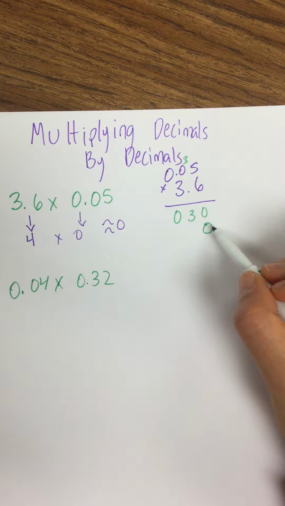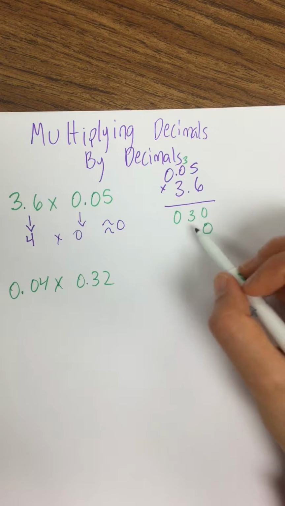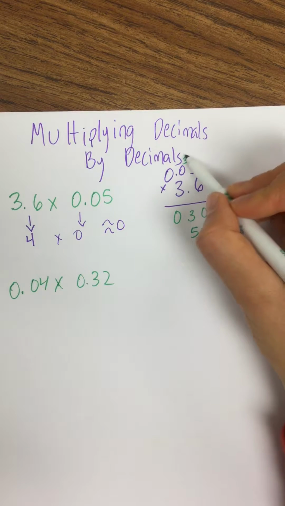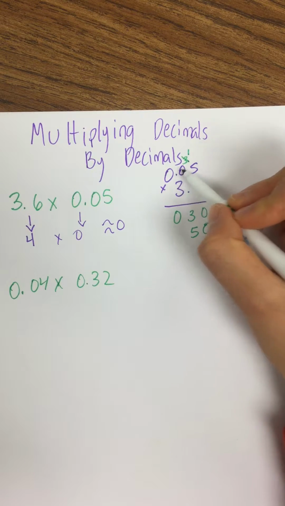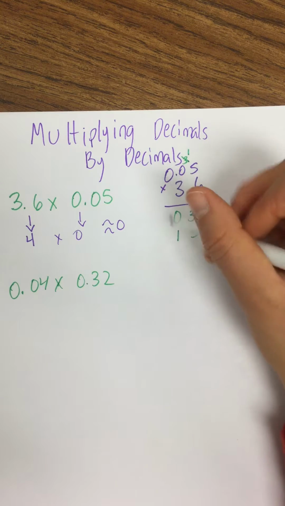And I like to put it down. A lot of people move it over, but I always like to put it down there. It helps me keep track of numbers. 3 times 5 is 15. I don't need that 3 anymore. 3 times 0 is 0, plus 1 is 1. 3 times 0 is 0.